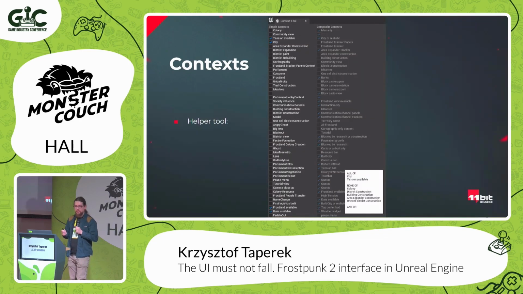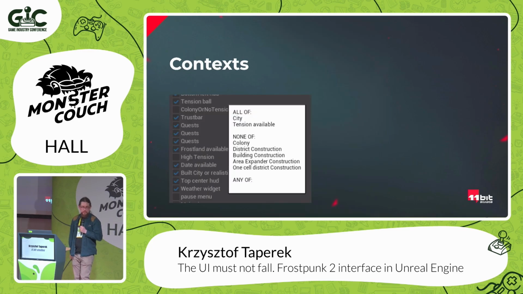We have a handy tool for that, which is just a list of all contexts. We can open it in runtime, and we can automatically see which contexts are active, which are not. So it's very easy to debug. And an important distinction: on the left side there are simple contexts that we can switch just by clicking in this debug UI. And on the right side there are composite contexts, which are not possible to change manually. But we have a tooltip with all the rules you need to achieve to activate or deactivate that context.